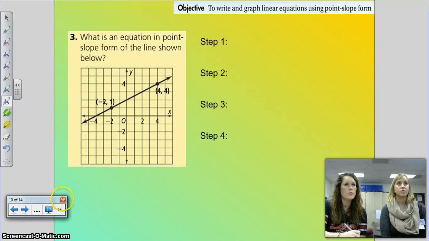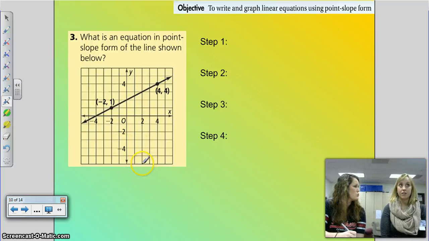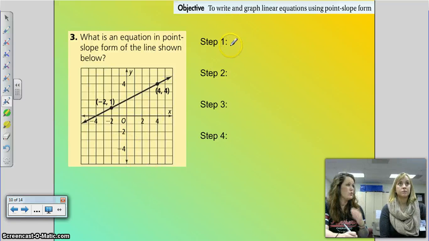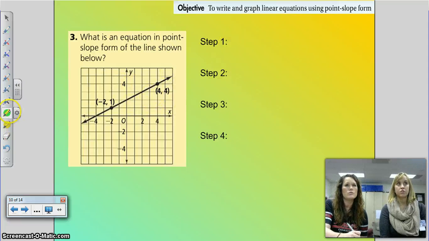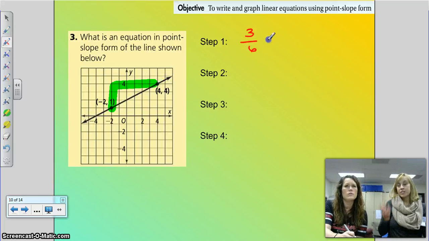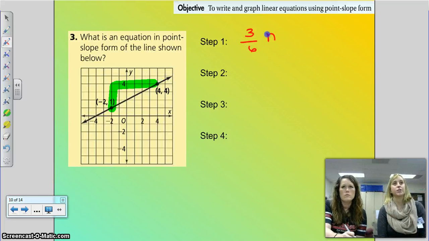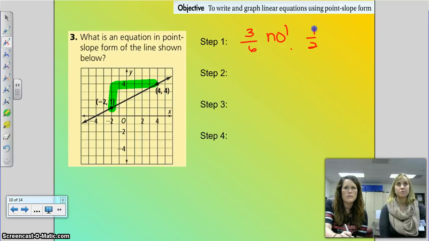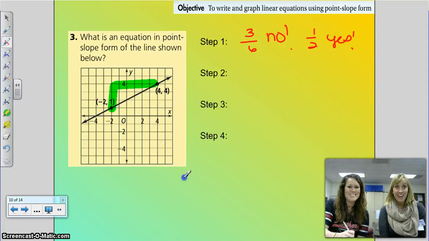What is an equation? Step 1 is to find the slope, right? I could do y2 minus y1 over x2 minus x1, but when I have a graph, why would I do all that when I could just count? Rise over run. So we're rising 1, 2, 3, and we're going over 1, 2, 3, 4, 5, 6. So 3 over 6. Oh, reduce it. Always reduce it down however you can.